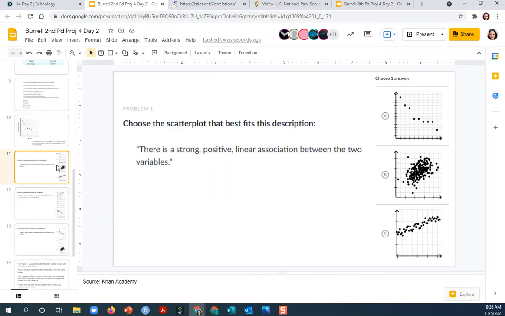All right, so make your choice in your head. There is a strong positive linear association between the two variables. Is it A? No. Is it B? No. Which is it? C. Yeah, it's C. Very good. This one is a negative association. This one is not strong enough, so C would be the best answer here.